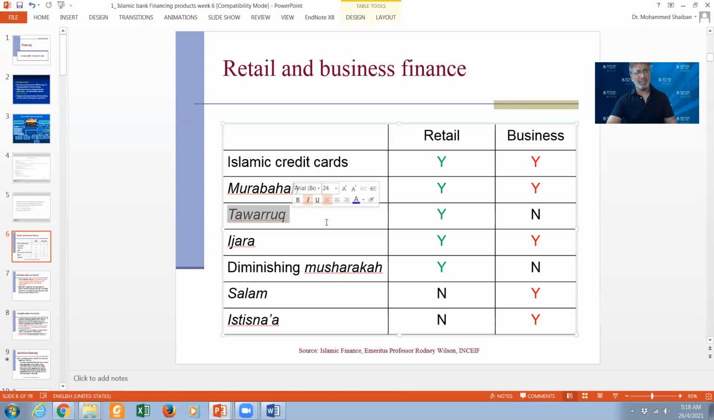This contract is cost plus, but it's a little bit different and it has some problems in the Middle East. The Shafi'i school of thought, an Islamic school of thought, thinks this contract is halal. Other schools of thought in the Middle East think it's not Sharia compliant. So I didn't talk about it here. Ijara can be used for retail and business. And then diminishing Musharaka, which is just Musharaka.